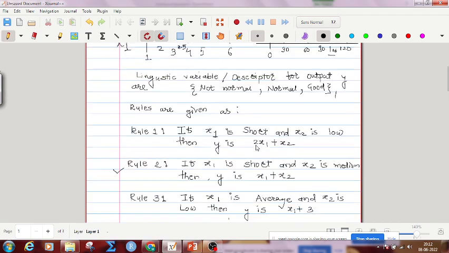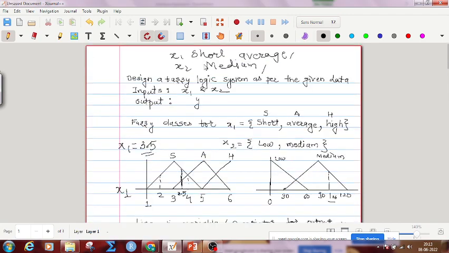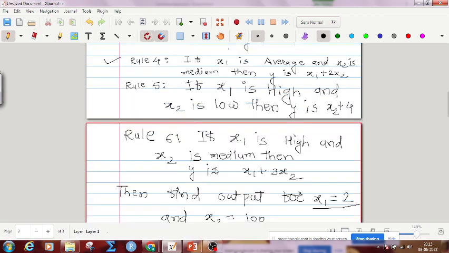So let us consider. Now I want an answer from you. What I want? Mu short. Where is our point? In short, that is on this line. If you consider the class short, it is on this line. What will be the membership? It is the second line, or second part of the triangle. So what equation for the membership can we use? We can use the equation c minus x by c minus b.